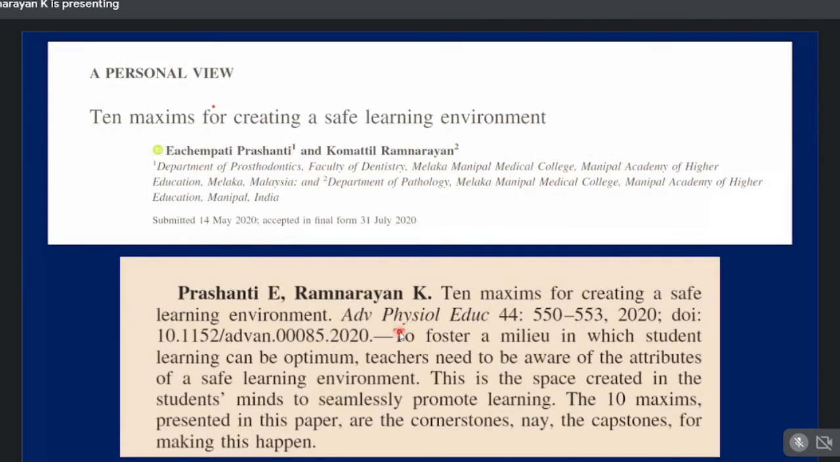The article related to this presentation was published in one of the journals, and this is the reference to it.